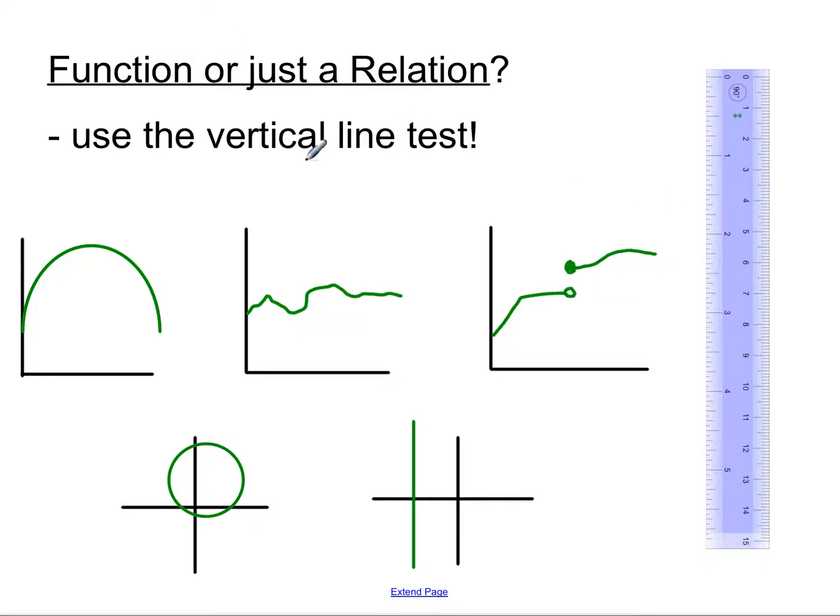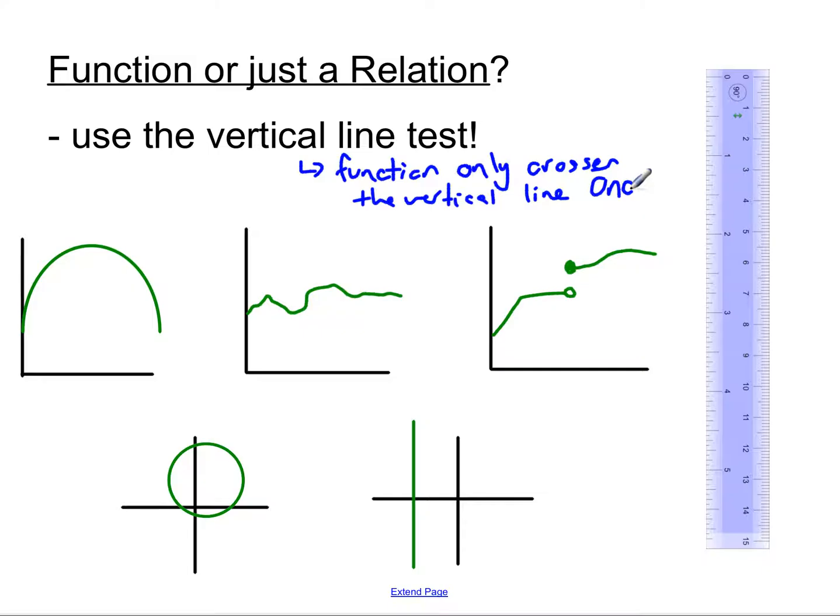So the vertical line test states that a function only crosses the vertical line once. If it only crosses it once, that means for every x value, there's only one y value, which is the definition of a function. So let me shorten my ruler here and get started.